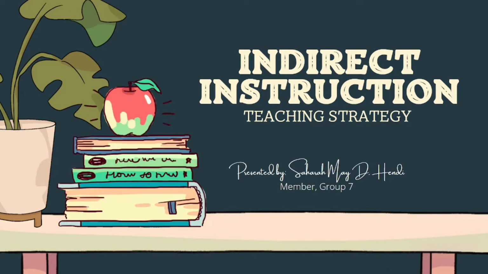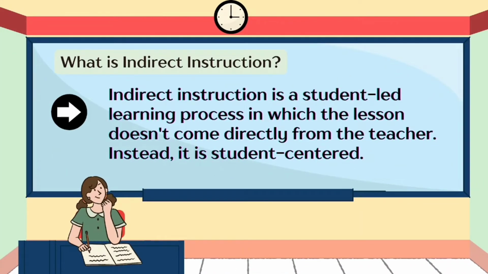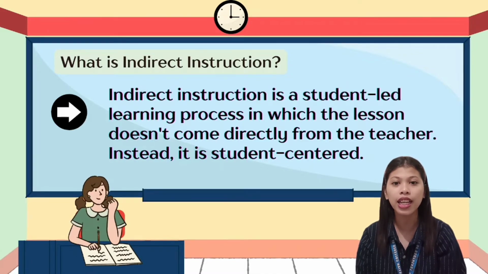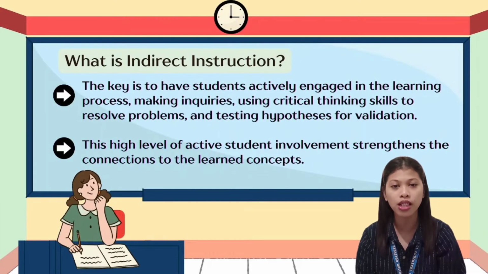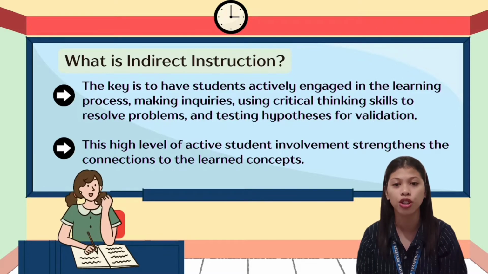Let's define first what is indirect instruction. Indirect instruction is a student-led learning process in which the lesson doesn't come directly from the teacher. Instead, it is student-centered. The key is to have students actively engage in the learning process, making inquiries, using critical thinking skills to resolve problems, and testing hypotheses for validation. This high level of active student involvement strengthens the connections to the learned concepts.